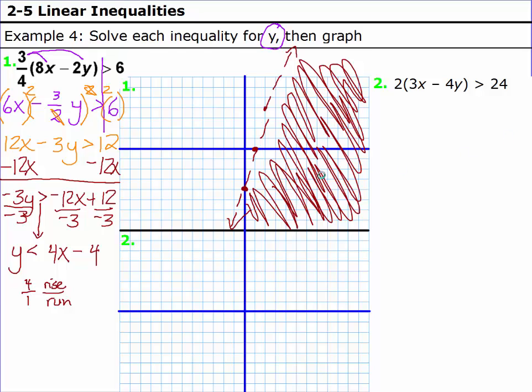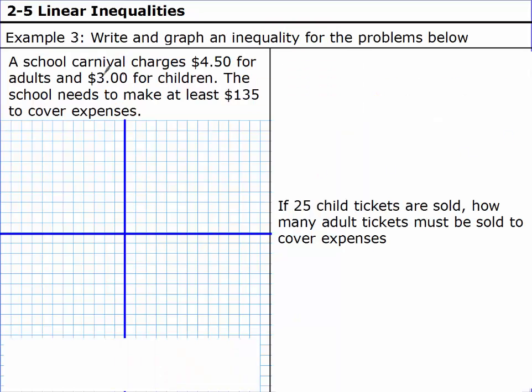Last one we're going to do together is this word problem. So we're running a carnival, we're charging $4.50 for adults and $3 for children, and we need to make at least $135. We need an x and a y from this problem. So our variables in this case are going to be adults and children. So rather than using x and y, I'm going to use a and c.